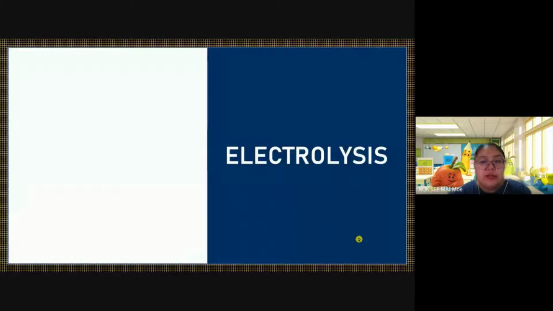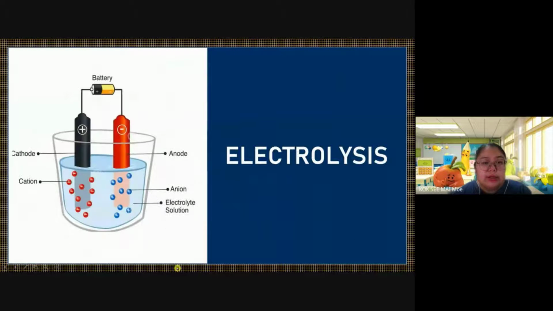Okay, then we go and see the electrolysis. This is a diagram for the electrolysis. Same like just now, must have the battery. Battery is a source. So from here, when the battery is just on, the electrolyte starts to function. How does it function? The anion and also the cation, they will move.